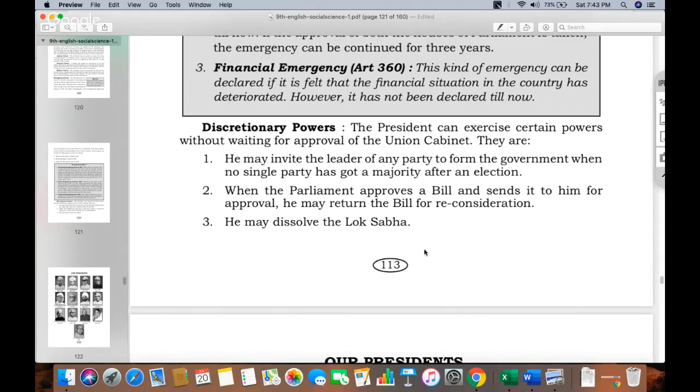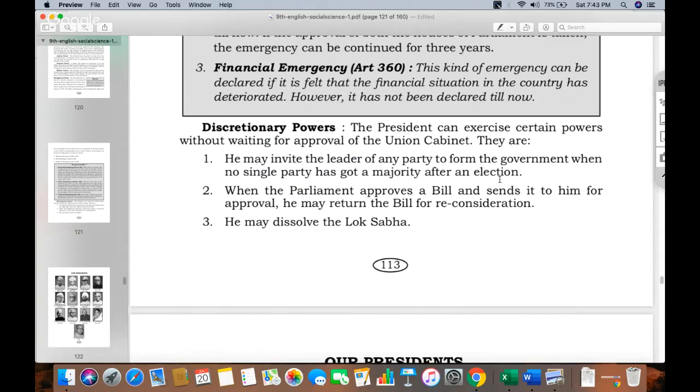So then he will get invitation to prove the majority. Generally it is not needed, but what happens if any party is not able to get 272 seats? Then it is on the discretion of president whom he is inviting for forming the government. Similarly, any bill which is sent to the president of India, it is on the discretion of president of India whether he is signing the bill, whether he is returning the bill for reconsideration, whether he is withholding it, whether he is not signing it for some point.